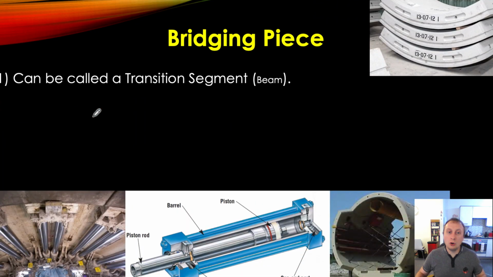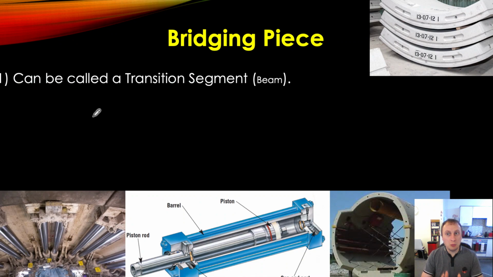Bridging piece. So what am I talking about? You have your hexagonal segment, and then you're trying to transition into your rectangular. Well, they're not going to go together, they're not going to mesh. So what you need is a piece that sits in between. That piece is probably going to be made out of steel.